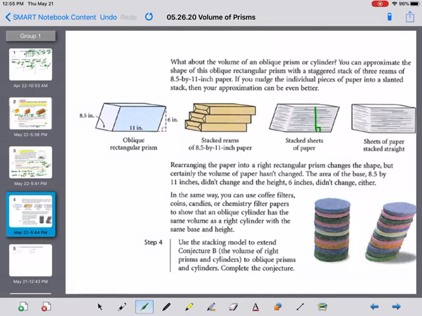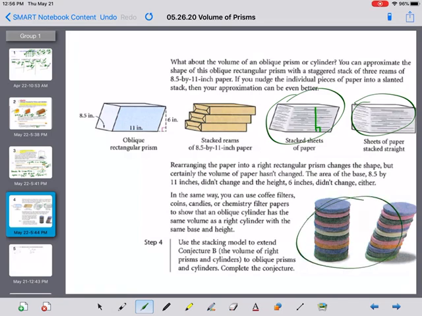Now, what about the volume of an oblique prism or cylinder? So an oblique looks like this. Let's say you have sheets of paper stacked up and then you have them come out slanted. The height stays the same. The area of the base stays the same. The volume stays the same.